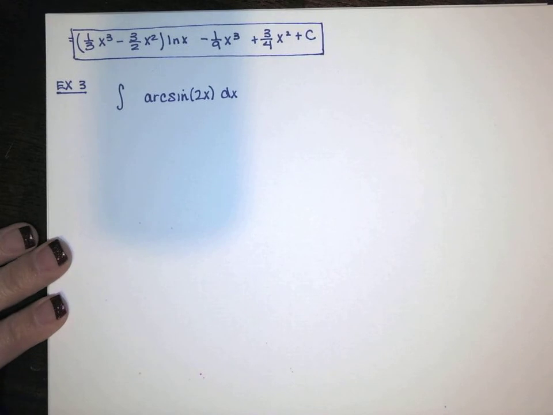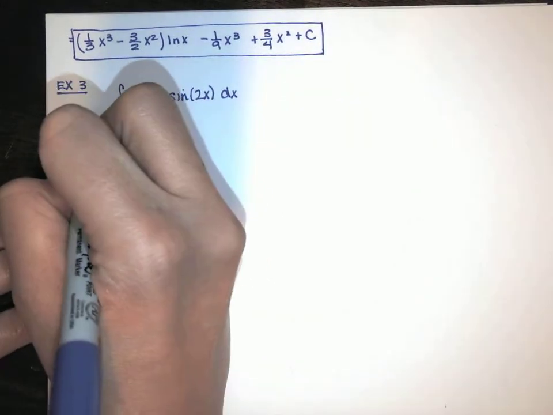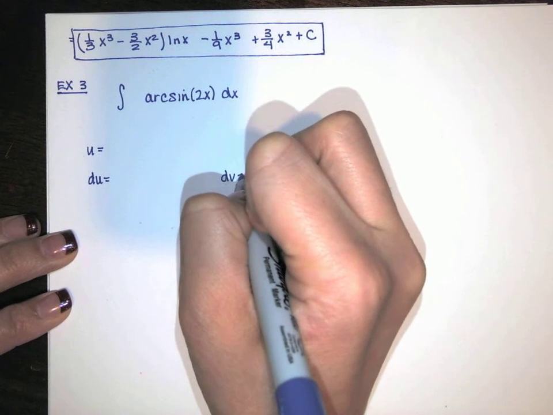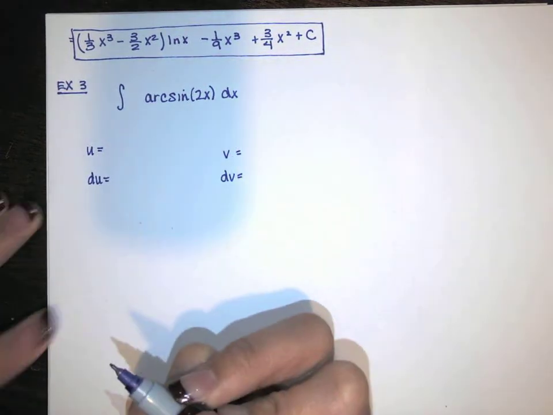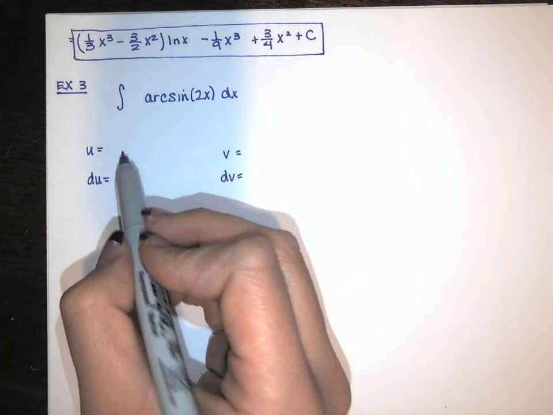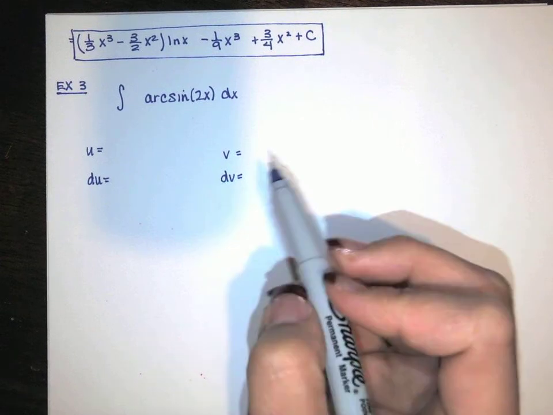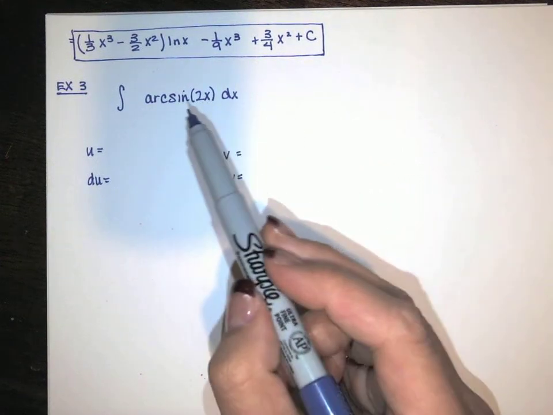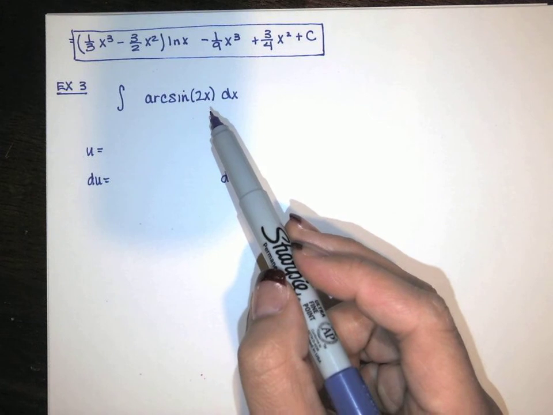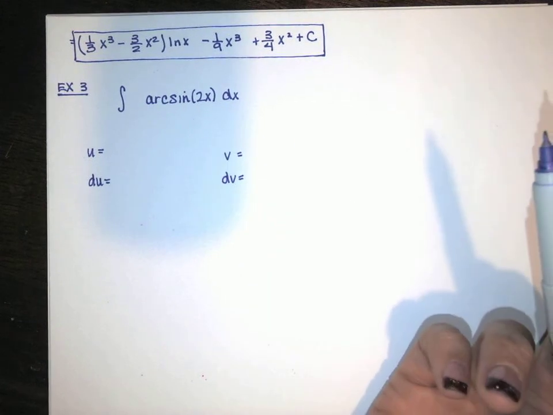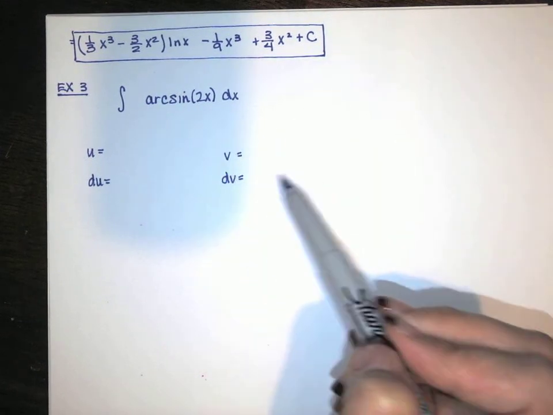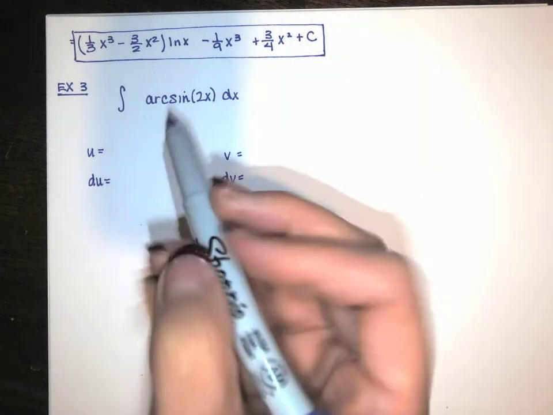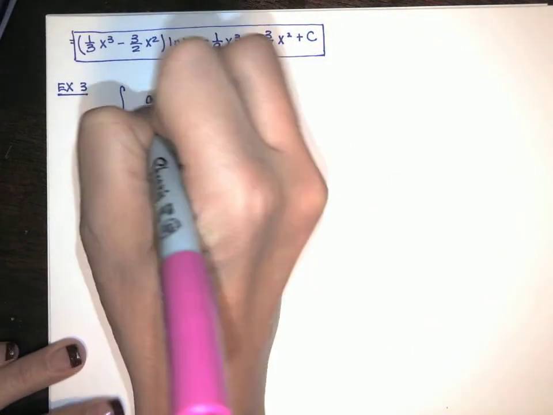If I do integration by parts here, I need to identify u, I need to identify dv, and whatever I choose for u, I have to be able to take the derivative of, and whatever I choose for dv, I have to take the antiderivative of. We don't have a rule for arc sine of 2x. If we did, we would just write it down and we would be done. So arc sine of 2x can't be my dv. So arc sine of 2x by default has to be my u.